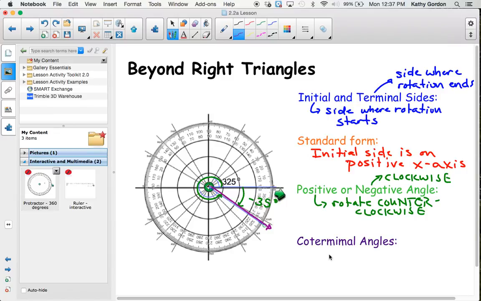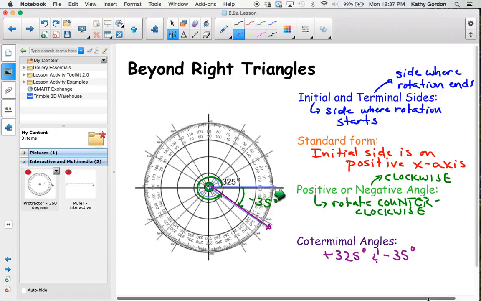Right? So positive 325 and negative 35 would be considered coterminal. We don't really need our computers right now, so if you shut those, I would pay attention.